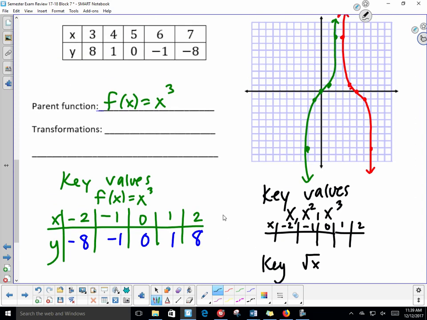We need to talk about transformations. If you look at the parent function, this is what numbers we should see. Those are the numbers we saw instead. So let's start with the x's. The x's are different. It should have been negative 2, but it's 3. It should have been negative 1, but it's 4. It should have been a 0, but it's at 5. 1 has moved to 6. 2 has moved to 7.